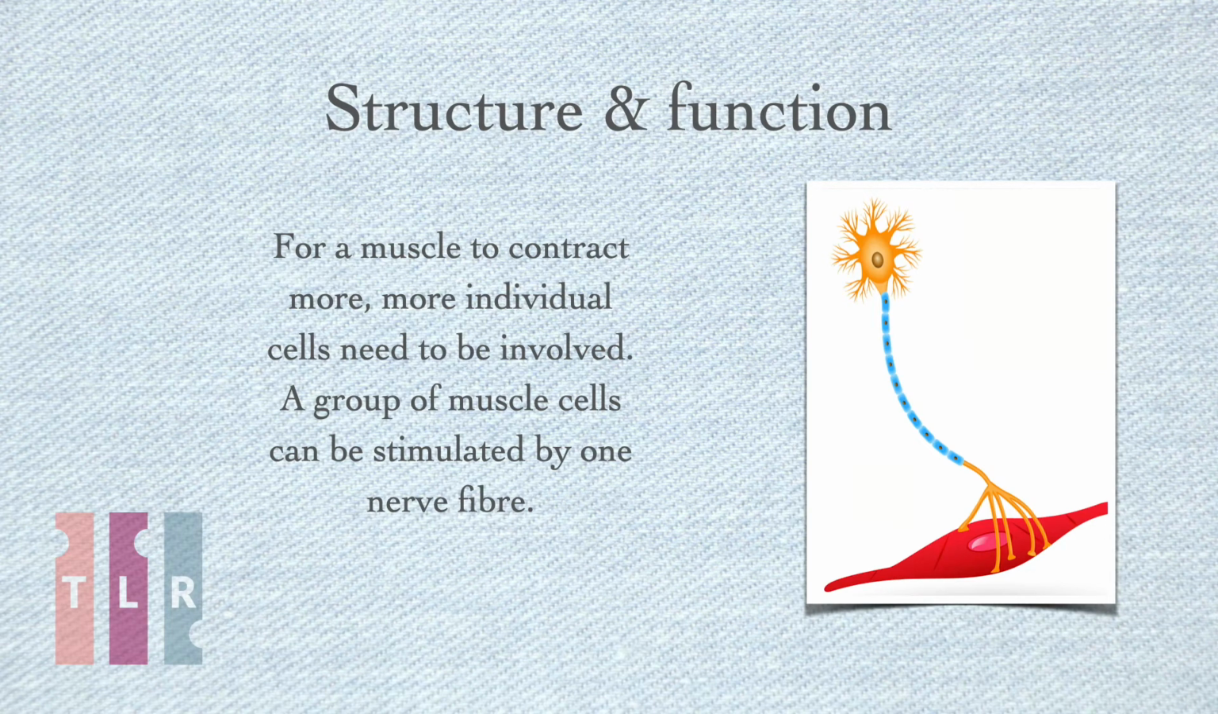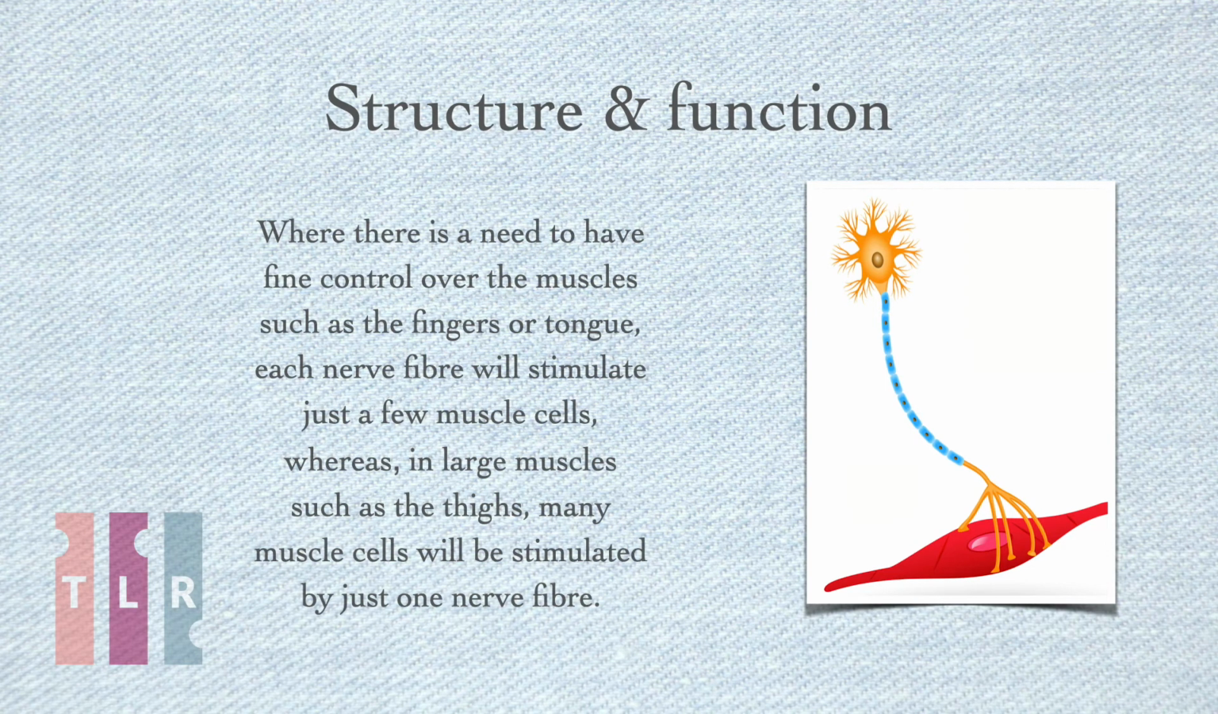A group of muscle cells can be stimulated by one nerve fibre. Where there's a need to have fine control over the muscles, such as the fingers or tongue, each nerve fibre will stimulate just a few muscle cells, whereas in large muscles such as the thighs, many muscle cells will be stimulated by just one nerve fibre.